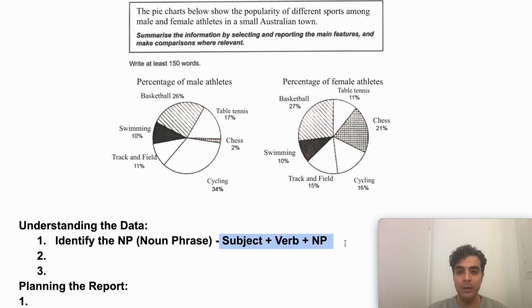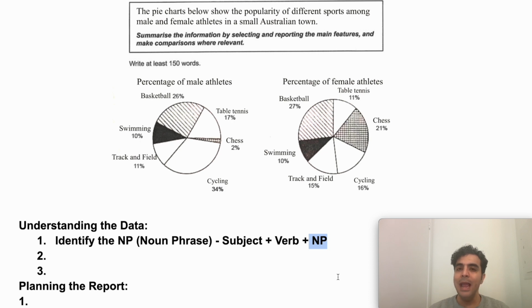This is very important. We need to see what the question is saying the data represents. So in this case, the noun phrase is the popularity of different sports among male and female athletes in a small Australian town. Now, we've identified the NP. It's the phrase beginning with the popularity of, all the way towards town.